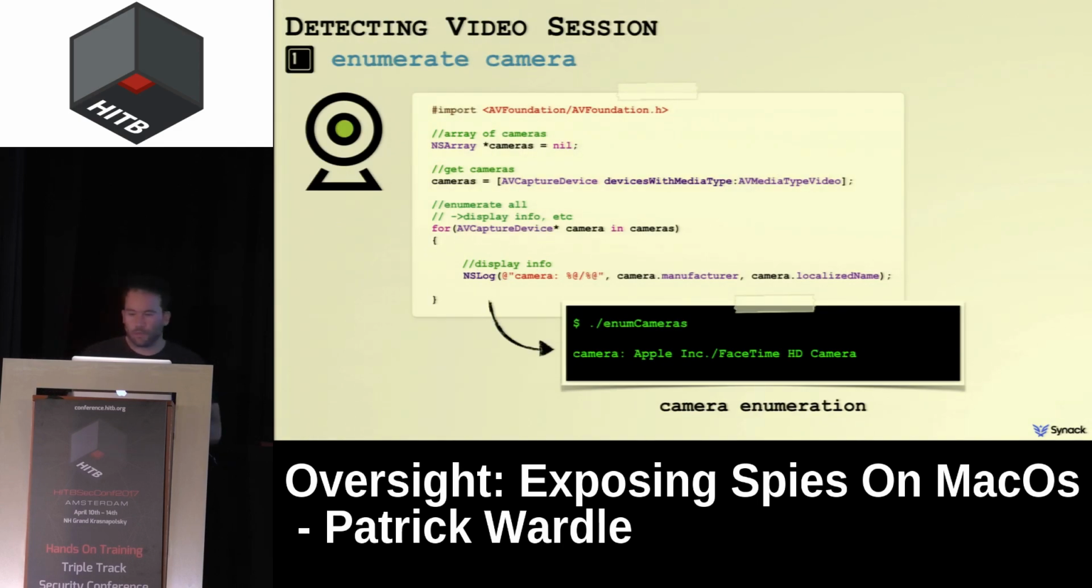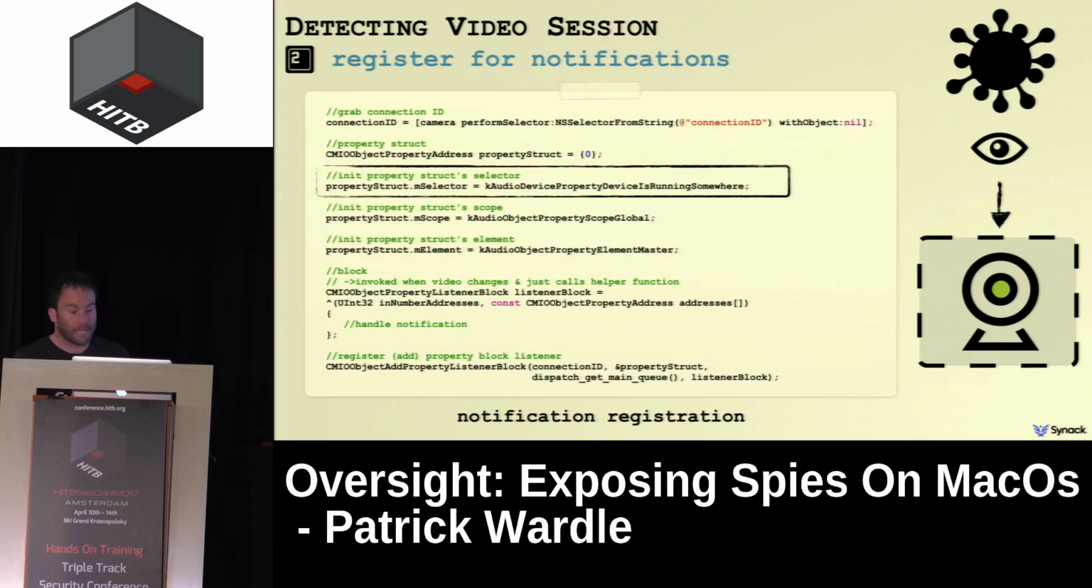So the first thing the malware needs to do is enumerate and find that built-in webcam. We talked about this already, how to do it programmatically, but just to reiterate, we can use Apple's AV Foundation. This can be done in a few lines of code. Basically, you call the devices with media type method and pass in AV media type video, and this will return an array of cameras. So you'll get access to the built-in one, or if they have an attached camera, you can get access to that device. And then once you have access to that device, you can start registering for notifications.